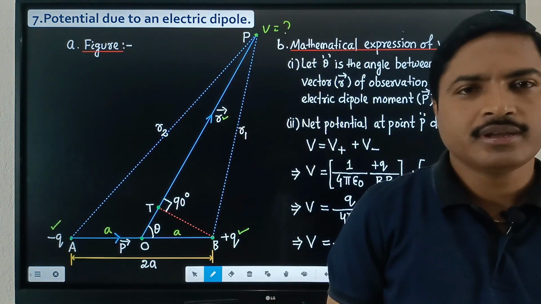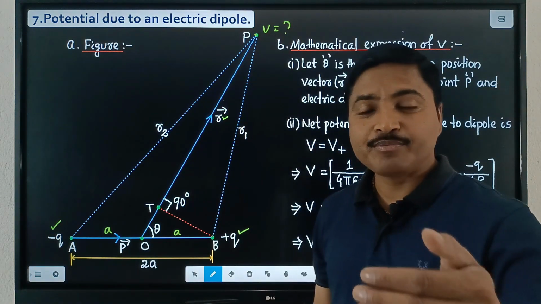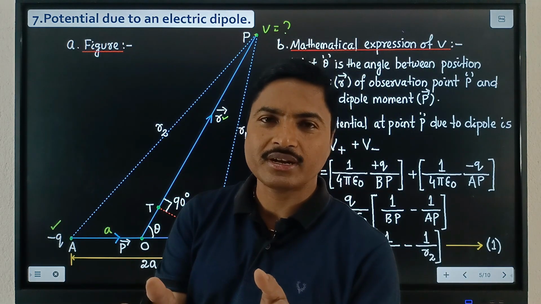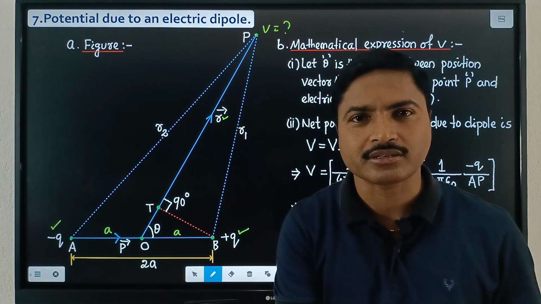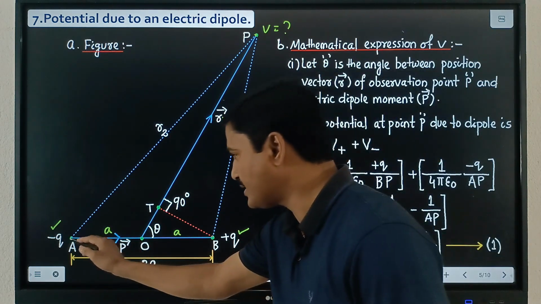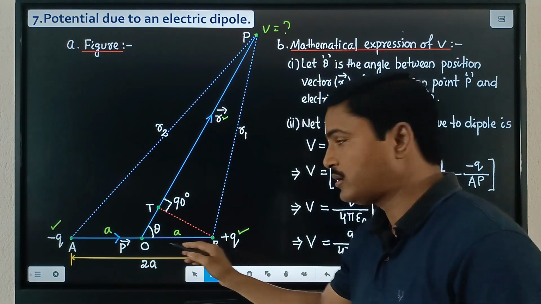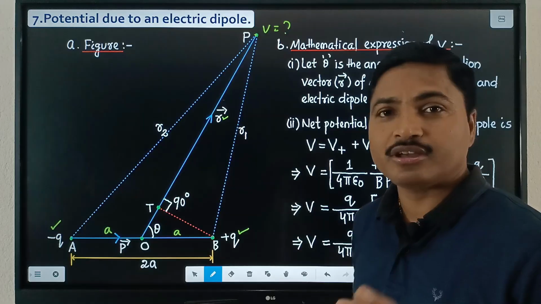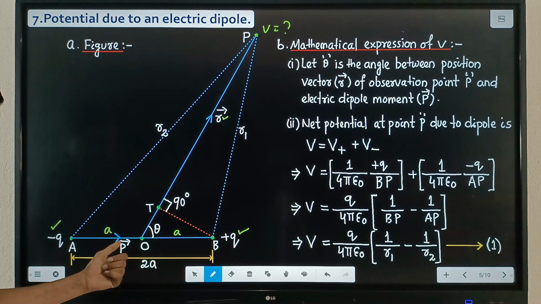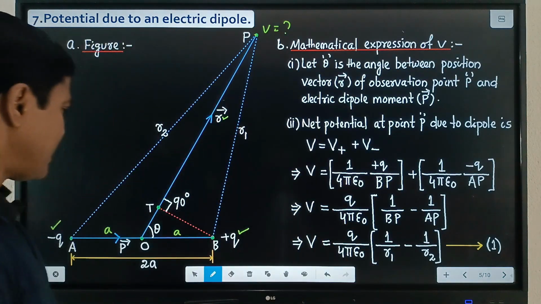Similarly here also we know the electric dipole moment. The electric dipole moment is also a vector quantity, and the direction of the electric dipole moment is always from the negative to the positive charge. That means from A to B, that is the direction of the electric dipole moment. So we write this as the direction of the P vector, P for electric dipole moment. Clear? And look at the figure.